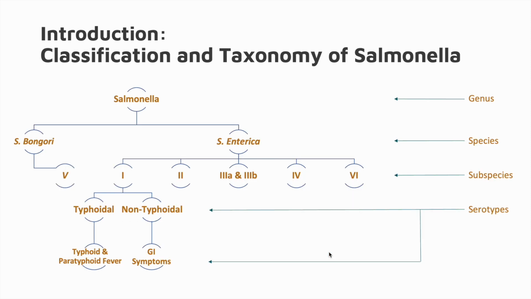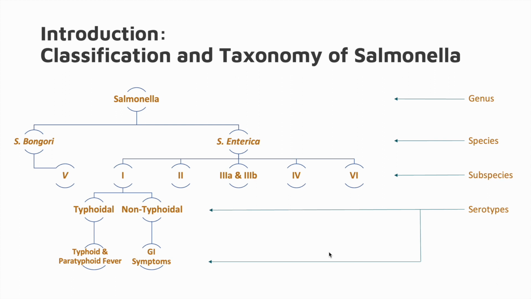So now, getting a little bit more specific into the taxonomy and nomenclature of Salmonella, the genus Salmonella can be divided into both species and subspecies of various serotypes. The two species of Salmonella are, as we see here, S. bongori, which has one subspecies, subspecies 5, while the S. enterica species has 6 subspecies, be it 1, 2, 3A, 3B, 4, and 6.